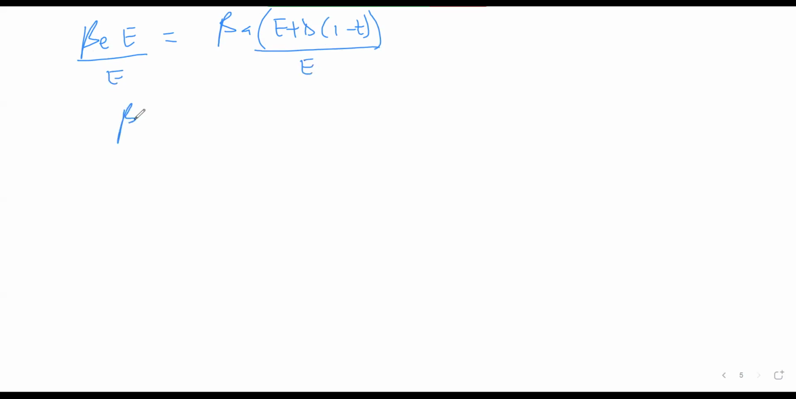So we have equity beta equal to asset beta times, now E over E will give you what? 1, right? We are following. So E over E gives 1, plus D over E times 1 minus T. So that gives you your equity beta.